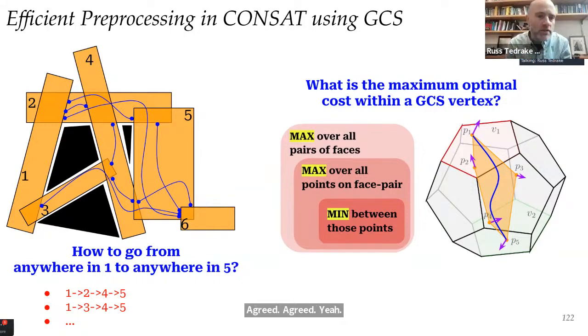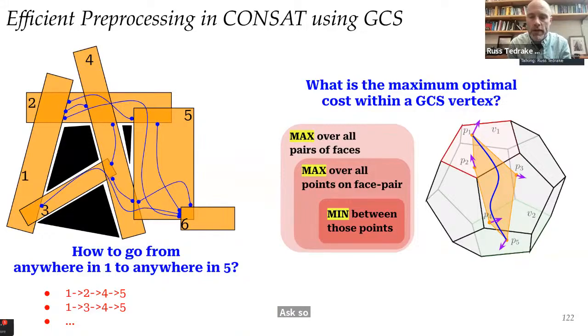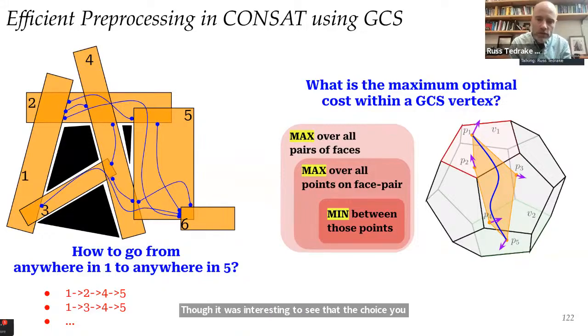Okay, maybe just a couple other questions to go in different directions, and maybe Zach will lean more into the contact implicit, but I'll just at least ask. So, it was interesting to see that the choice you made for breaking down into the discrete pieces was not maybe what I would have expected out of the box, right? So you actually break it up based on joint angles, if I understand correctly, right?